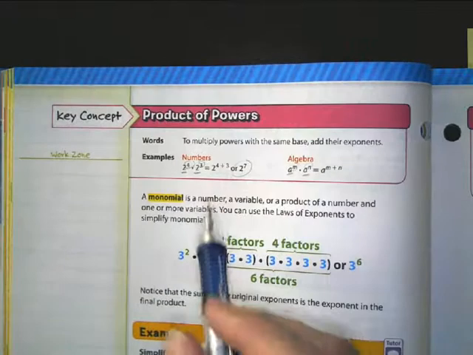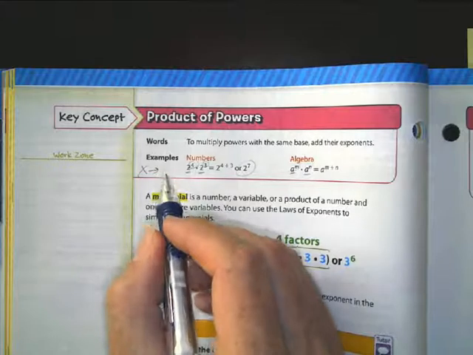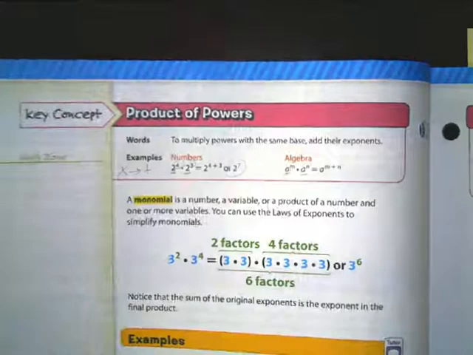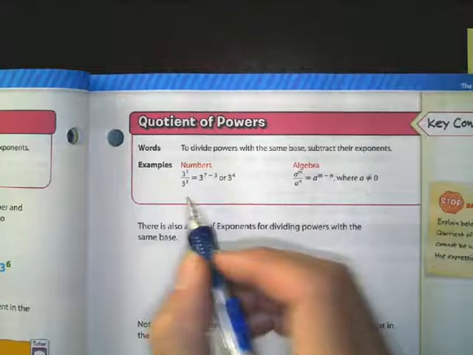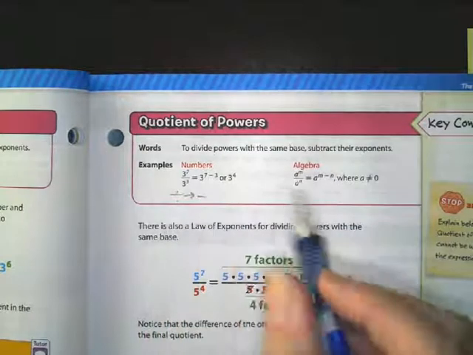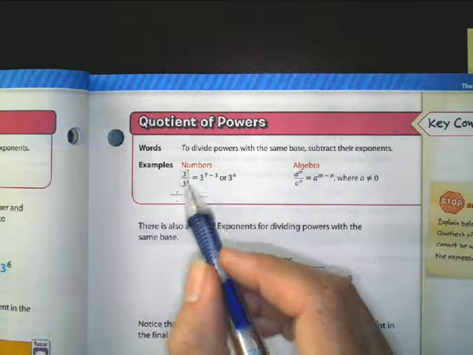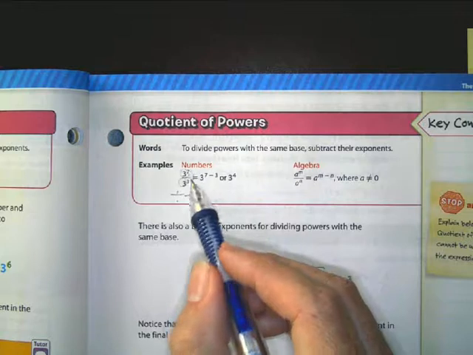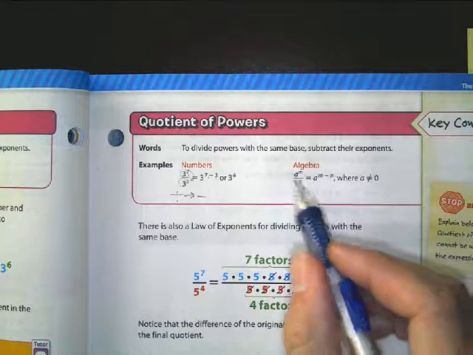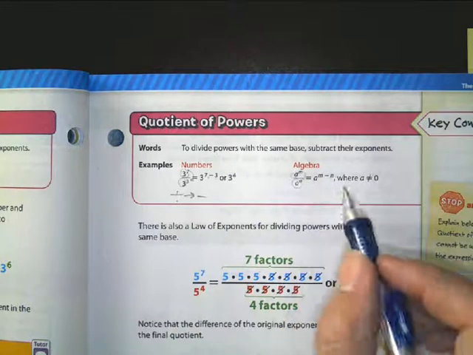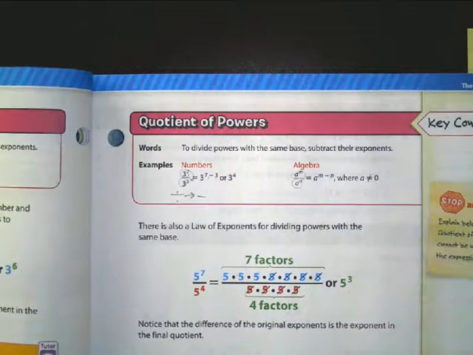When I multiply, I'm going to add. So when I multiply powers, I'm going to add. When I have quotients, or dividing powers with the same base, now I'm going to subtract. When I divide, I subtract. So if I have 3 to the 7th divided by 3 to the 3rd, because these are the same base, I simply do 7 minus 3, which is 4. In algebra, same thing, same base, becomes m minus n, as long as a doesn't equal 0, because then it wouldn't quite work out. So those are our two rules today.